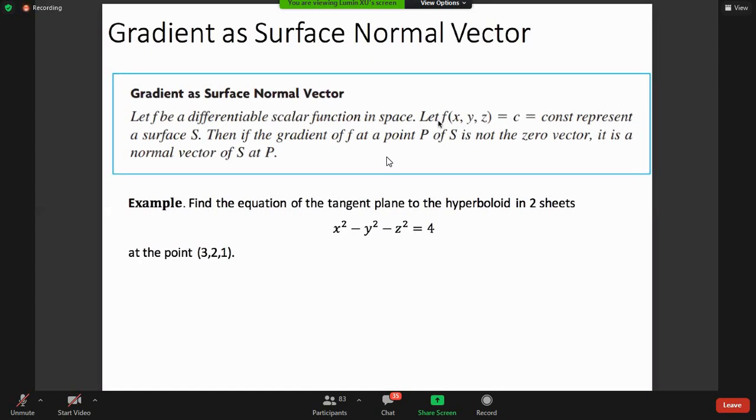If a function equals a constant, it represents a surface. So the physical meaning of the gradient should be the normal vector of the surface if the gradient is not zero. Now let's look at this example.